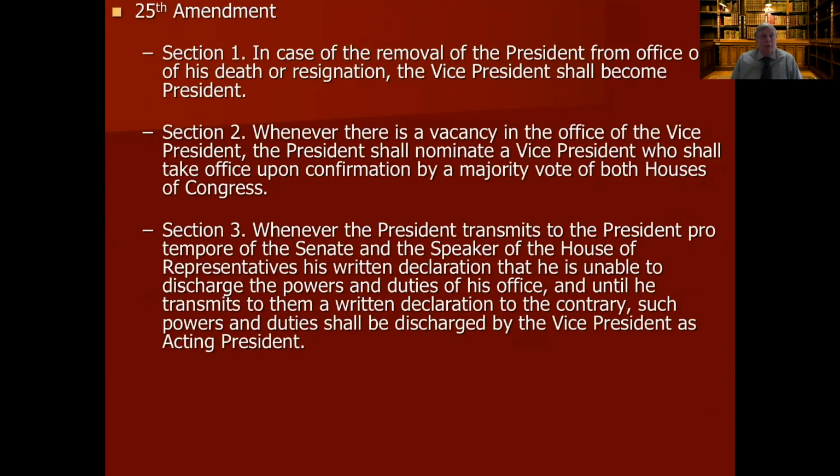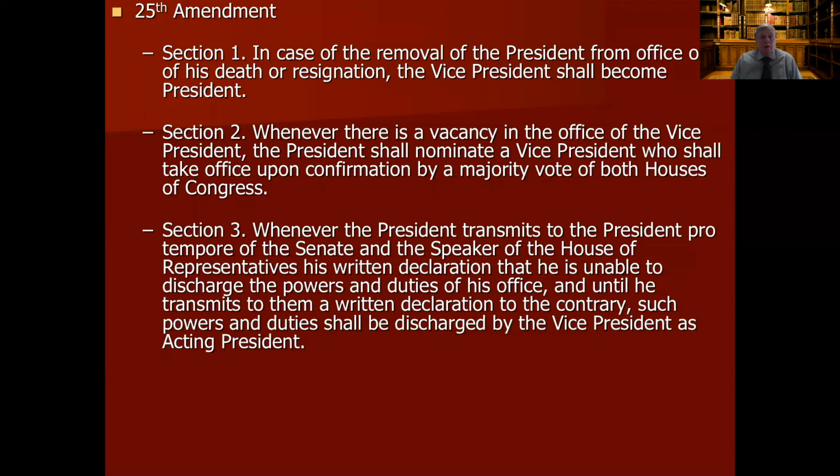The 25th Amendment, Section 1, in case of removal of the president from office or of his death or resignation, the vice president shall become president. Section 2, whenever there is a vacancy in the office of the vice president, the president shall nominate a vice president who shall take office upon confirmation by a majority vote of both houses of Congress.